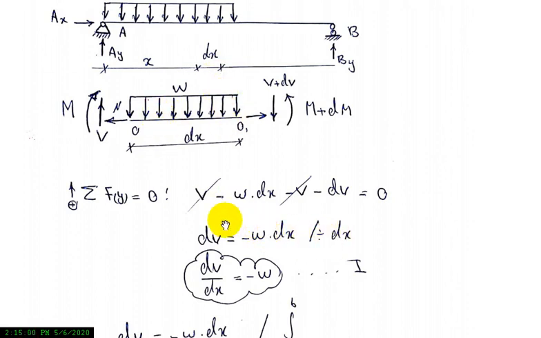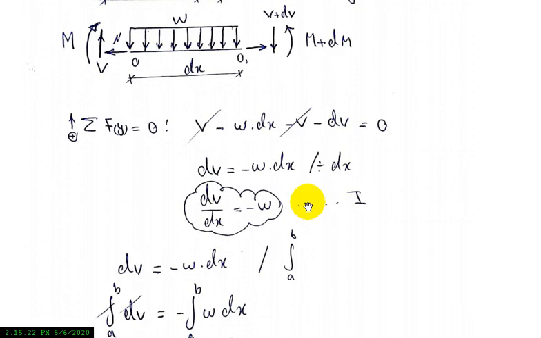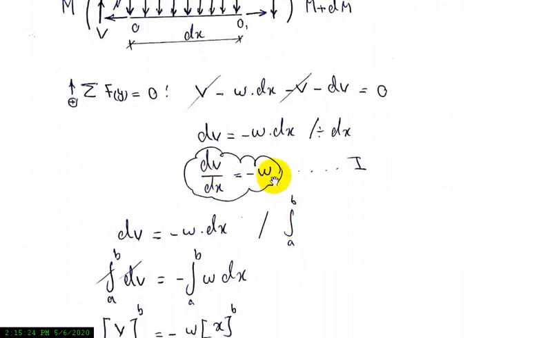We divide both sides of the equation by dx, then the first equation is corrected: dV/dx equals minus w. It shows that the derivative of shear along the x direction equals minus w. And also we change the position of dx: dV equals minus w multiplied by dx.